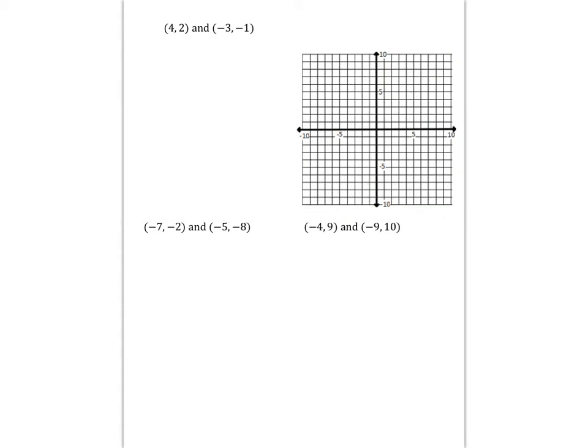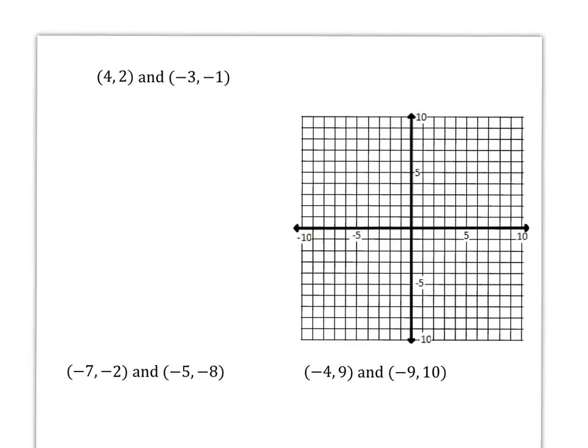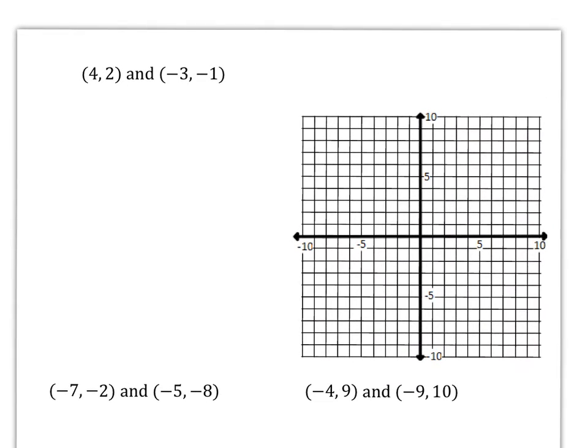So let's take a look at this next example. So I have 4, 2, and negative 3, negative 1. So I'm going to zoom in. We can even use the graph here for a visual. So I'm going to go ahead and label the points so I can see those. And so 4, 2 would be about right there. And then negative 3, negative 1 would be about right there. So the distance that we want to find is this right here. Let's make that a little straighter, but right there.